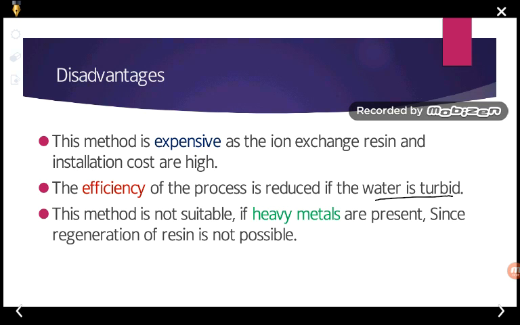Next, this method is not suitable if heavy metals are present, since regeneration of the resin is not possible. If the raw water, that is the hard water, contains heavy metals, then the pores get deposited with the heavy metals, and these resins are of no use. So these are the disadvantages of demineralization, which is also called deionization.